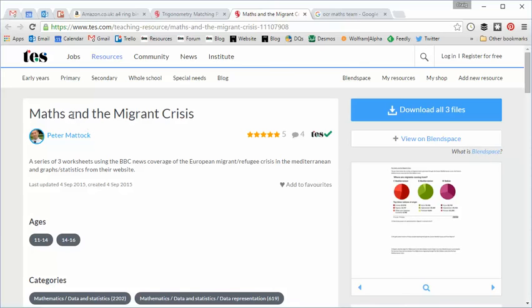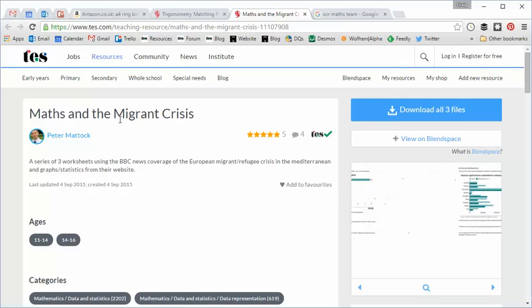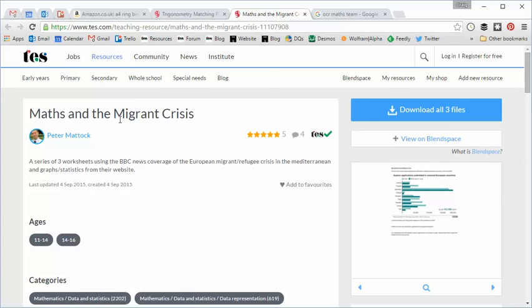And obviously, one of the biggest stories over the last few months has been the tragic circumstances of the migrant crisis that has been sweeping across the whole of Europe, really. And it's something that many of my students simply weren't aware of. They were aware something was going on, but if you press them a little bit, they didn't know many details. So there's been a couple of resources on TES that have sprung up in response to this, and this is probably the pick of the bunch. Maths and the Migrant Crisis by Peter Mattock.